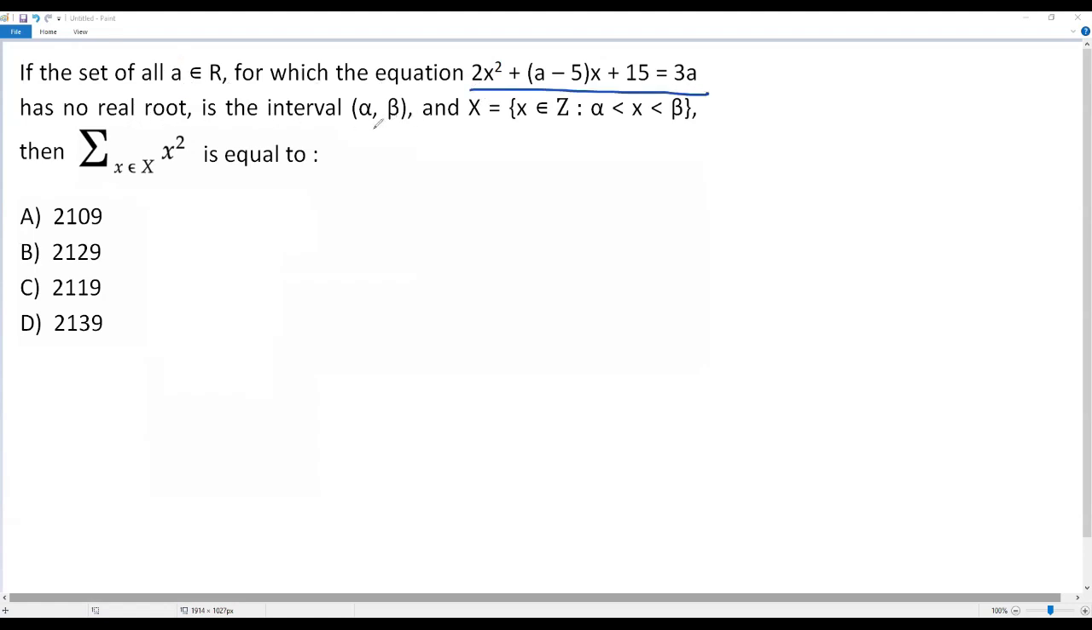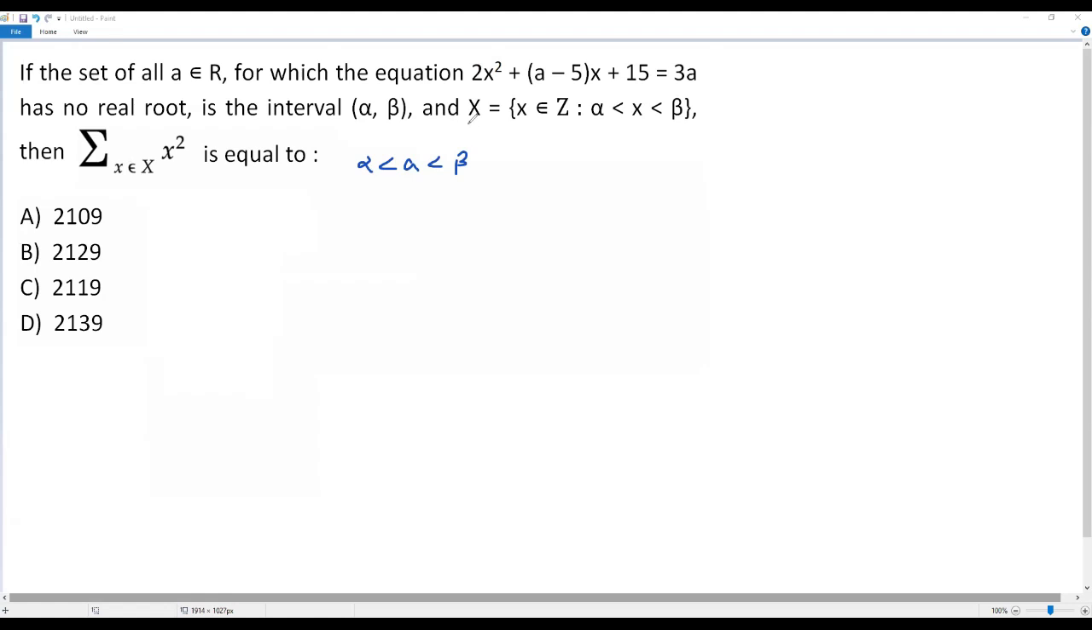in the interval (α, β). What do we have to understand from this information? When this small a is a real number and this quadratic equation has no real root, then the value of a is in the open interval (α, β). That means a can be a real number between α and β. It can be written as α < a < β.